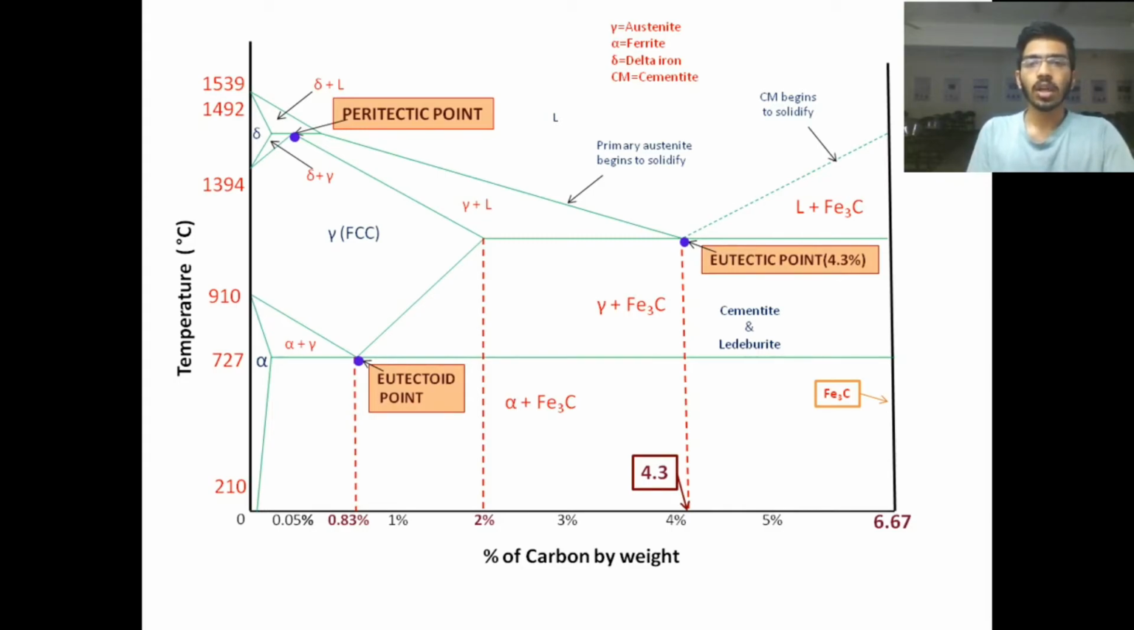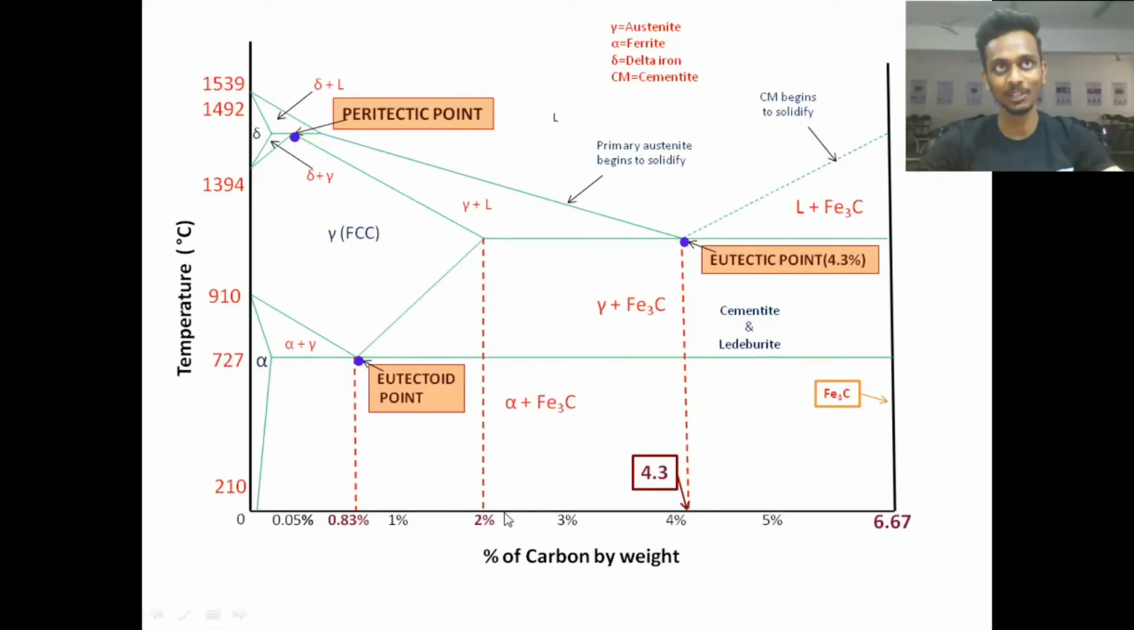When we see the eutectic point, a liquid at constant temperature gives two types of solid. That is, liquid converts at constant temperature, that is 1147 degrees Celsius. It converts to gamma and Fe3C, that is cementite. Over to Jiten.